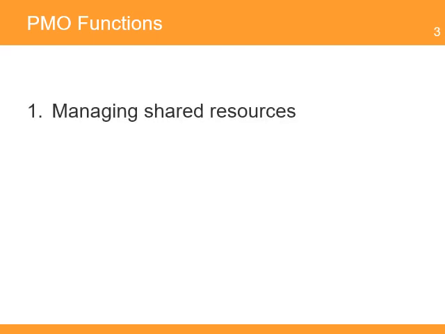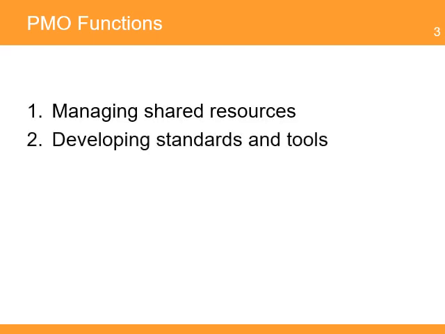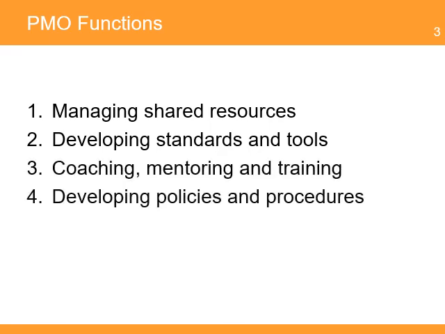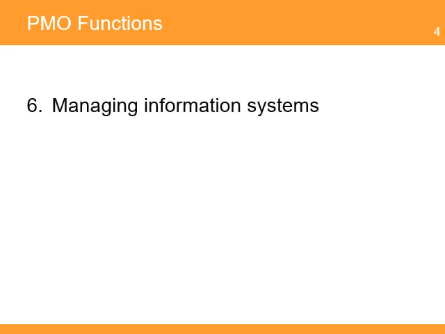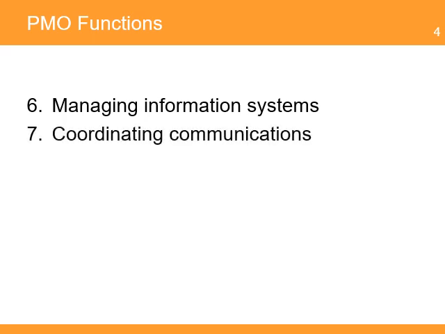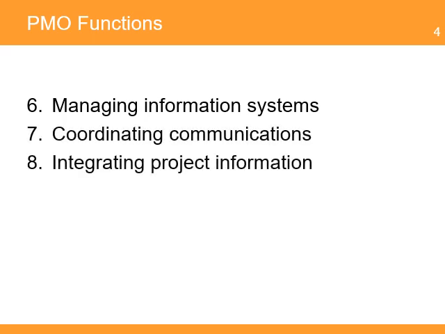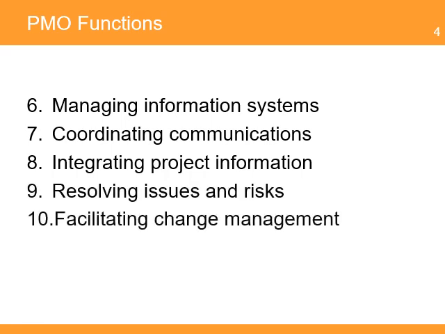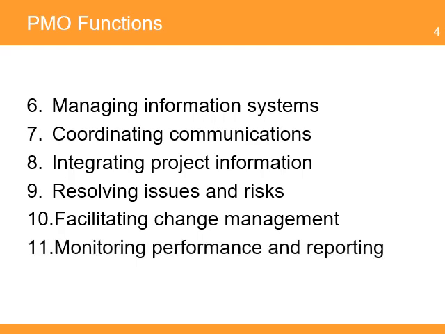A primary function of a PMO is to support program and project managers in a variety of ways, which may include, but are not limited to, managing shared resources, developing standards and tools, coaching, mentoring, and training, developing policies and procedures, and monitoring compliance. Additional functions include managing information systems, coordinating communications, integrating project information, resolving issues and risk, facilitating change management, and monitoring performance and reporting. These functions are applied depending on the type of PMO.